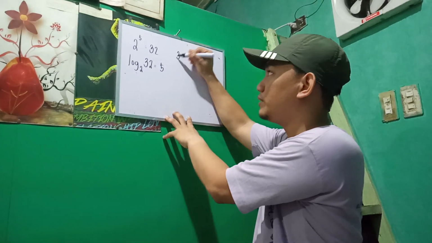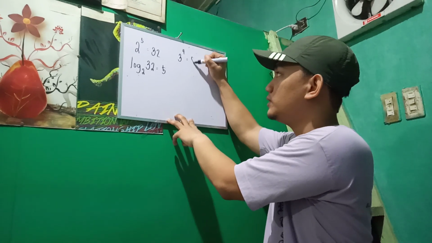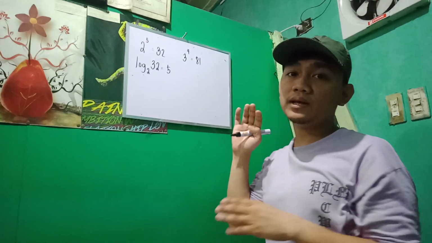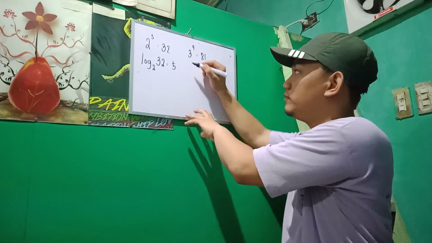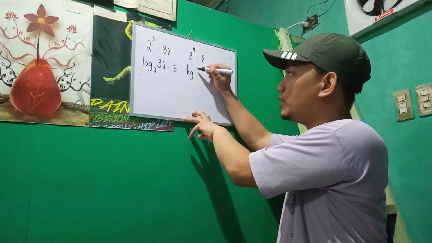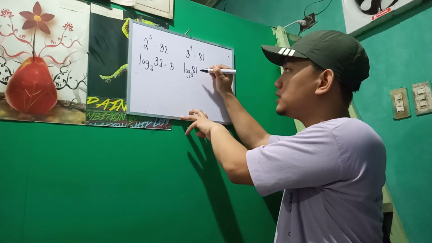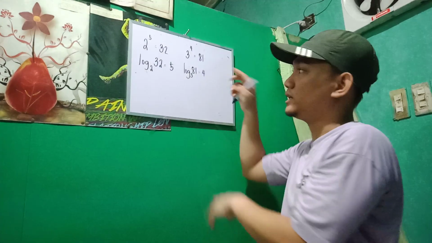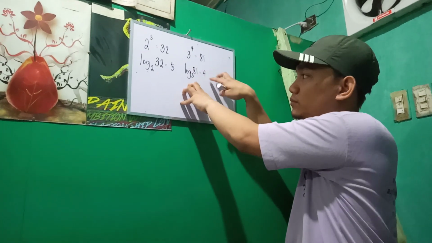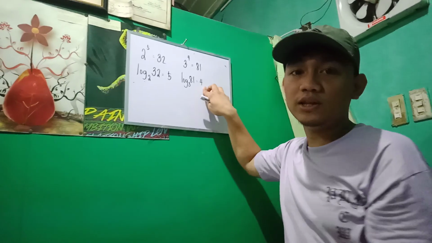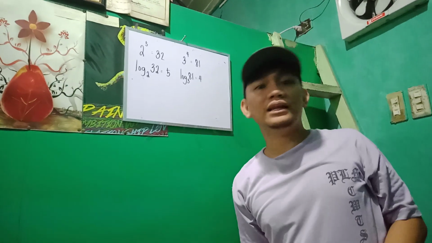So, for example, we have 3 raised to 4 is equal to 81. So, what will happen kapag kinonvert natin siya in logarithm form or logarithmic form? So, we have logarithm of 81 base 3 is equal to 4. Kasi ito yung nasa labas, ito yung base natin, tapos yung power natin will become yung naka-equal dun sa logarithm form natin. So, di ba, madali lang siya.